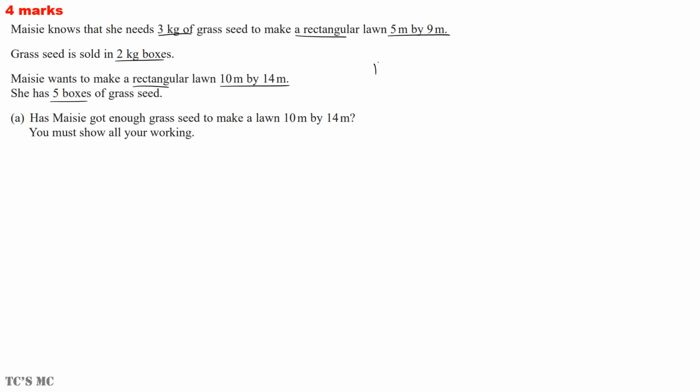Step 1. I am going to work out how much grass seed Macy has. So we have boxes and kilograms. One box has 2 kilograms of grass seed. Macy has 5 boxes. To go from 1 to 2, we need to multiply by 2. Do the same over here. Macy has 10 kilograms of grass seed. And now we have 1 mark.